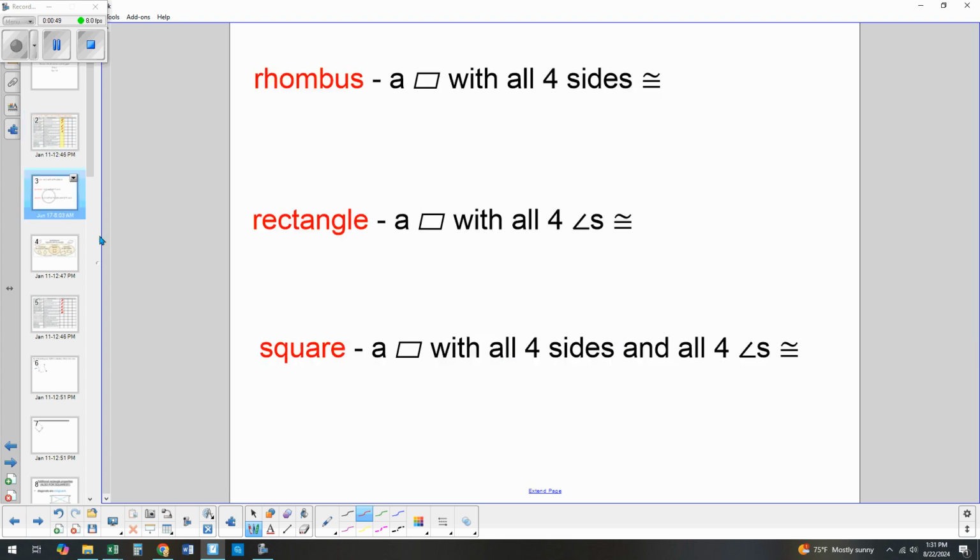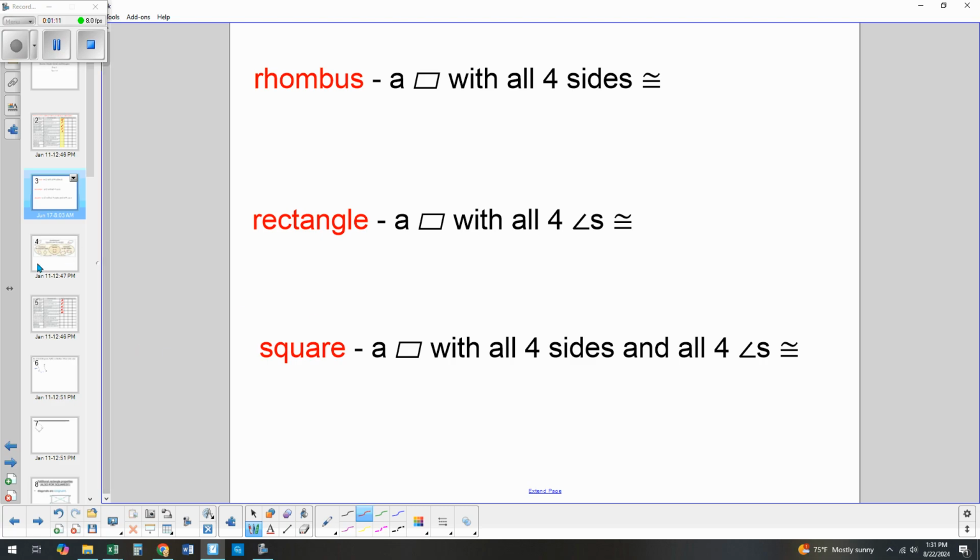For our next 3 shapes, though, the definition of a rhombus is a parallelogram with all 4 sides congruent. So a rhombus is a type of parallelogram, but it has the extra identity of having all 4 sides congruent. A rectangle is a parallelogram with all 4 angles congruent. And then a square is a parallelogram with all 4 sides and all 4 angles congruent.